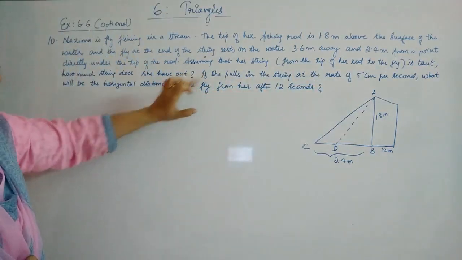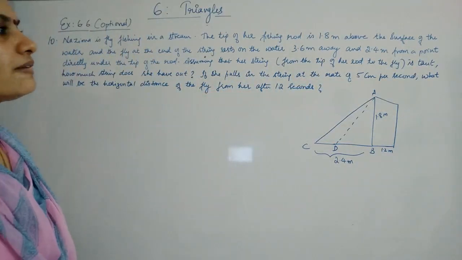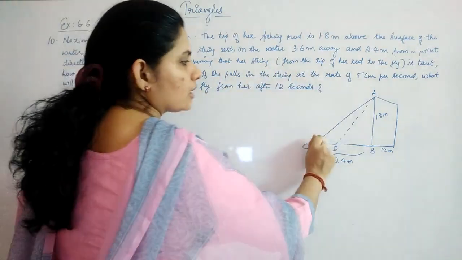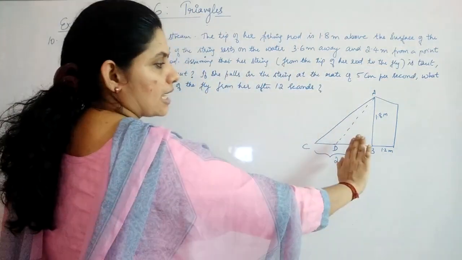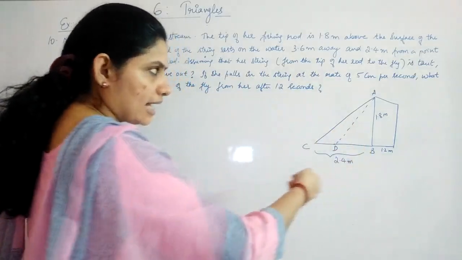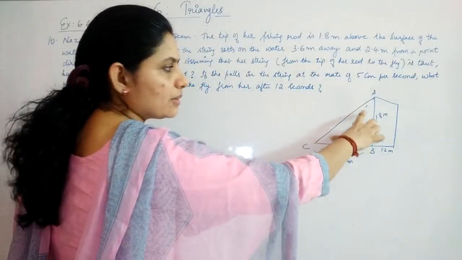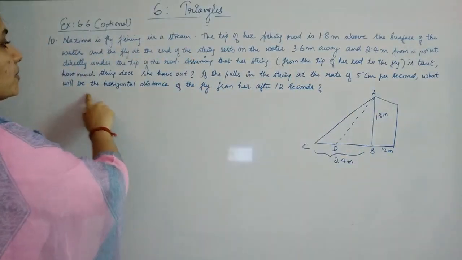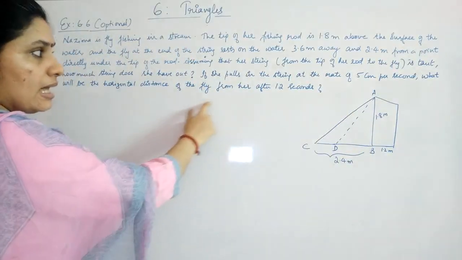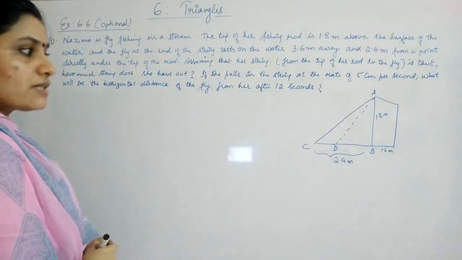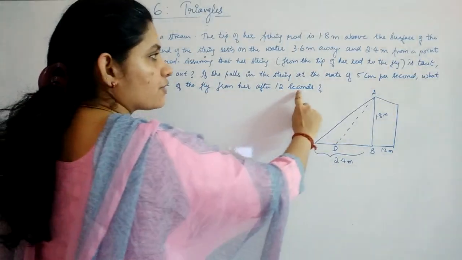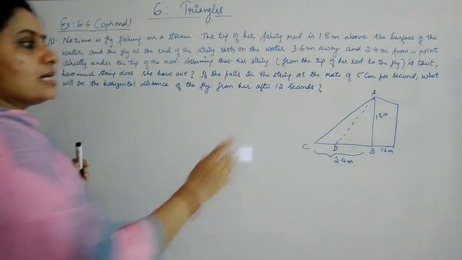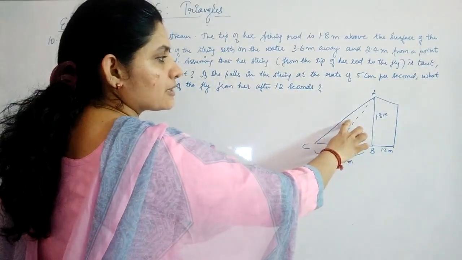Now if she pulls in the string at the rate of 5 centimeter per second, that is at this speed, she is pulling this string inwards towards her side. At that time, the length of the string will be decreasing. They are asking what will be the horizontal distance of the fly from her after 12 seconds. That means the time is also given. So from this speed and time concept, you can find out the distance. So that will give you this distance.